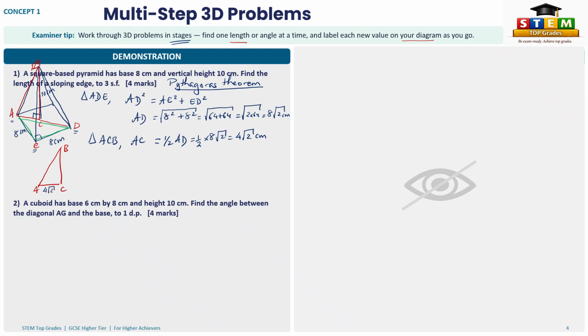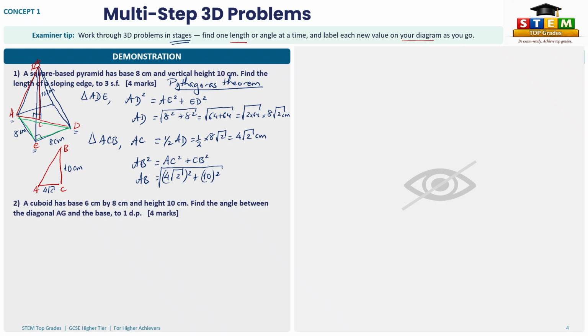The height BC is 10 centimeters. Now it is clear from this drawing that AB squared is equal to AC squared plus CB squared. So what is AC? 4 root 2. We're going to square that. CB is 10 squared, and AB is going to be the square root of what we've got just there.